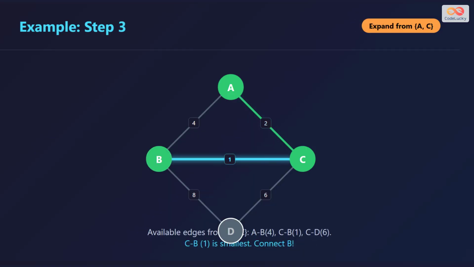Now both A and C are visited. We look for the smallest edge connecting either A or C to an unvisited node. The available edges are A to B weight 4, C to B weight 1, and C to D weight 6. The edge from C to B is the smallest with weight 1, so we select it.